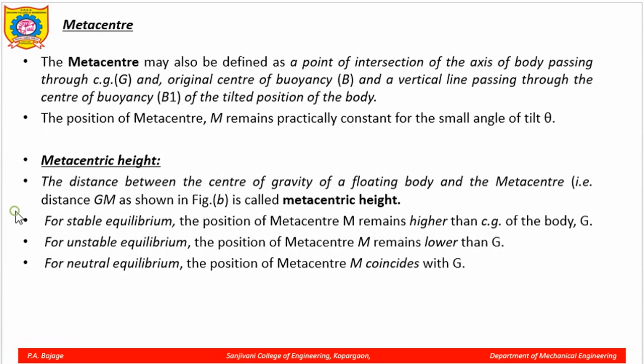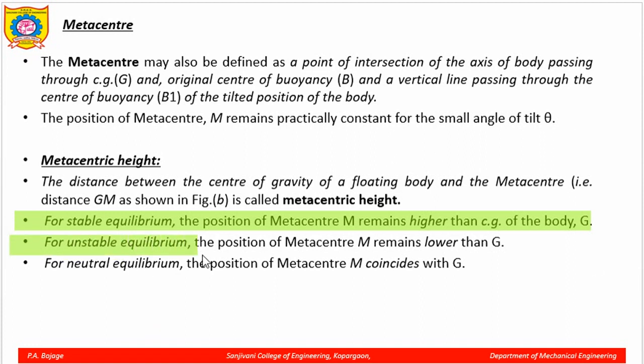Again, for stable equilibrium the position of metacenter M remains higher than the CG point of the body. So the M point should be at a higher elevation as compared to the CG point, that is the center of gravity. In unstable equilibrium, the position of metacenter M remains lower than the G point, that is the center of gravity.